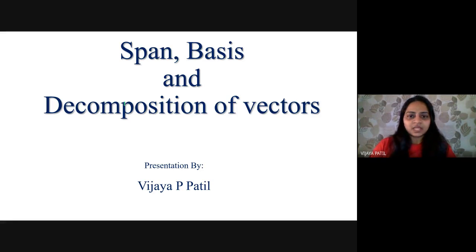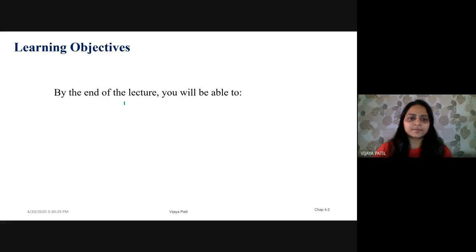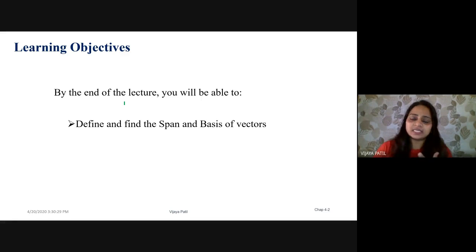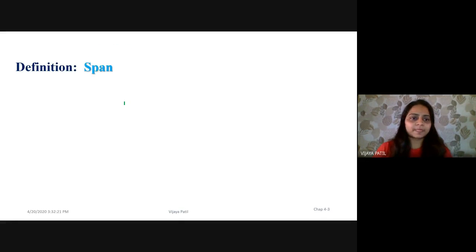Hello everyone. In continuation with the series on vector spaces, today's session will be dealing with span, basis, and decomposition of vectors. What are the learning objectives? At the end of this session, you'll be able to define and find the span and basis of vectors, and evaluate decomposition of vectors in the basis. So let us go for the first definition, of span.